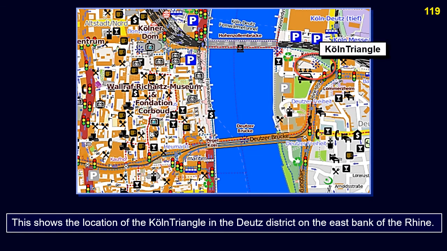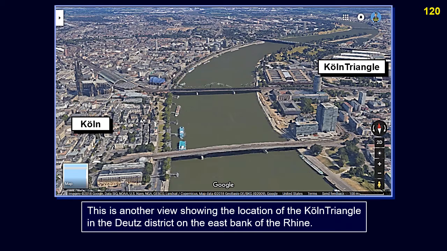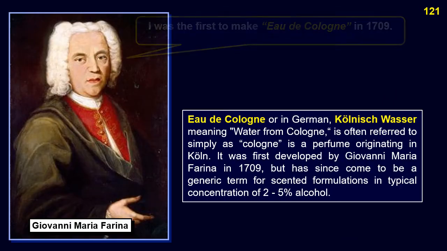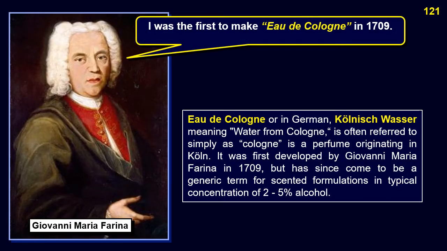This shows the location of the KölnTriangle in the Deutz district, on the east bank of the Rhine. This is another view showing the location of the KölnTriangle, in the Deutz district on the east bank of the Rhine.